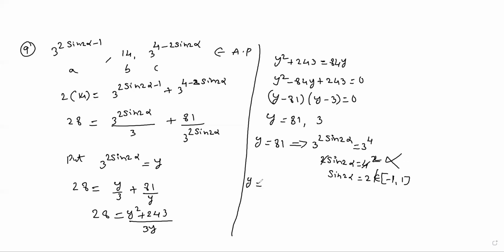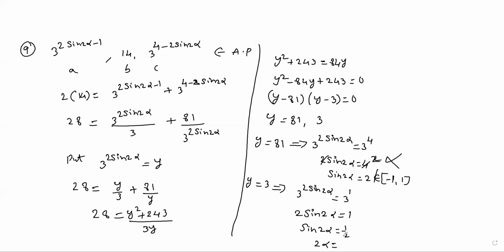Next, y value is given as 3. Now that is 3 power 2 sin 2 alpha is equal to 3 power 1. By comparing powers, you will get 2 sin 2 alpha is equal to 1. Sin 2 alpha is equal to 1 by 2.